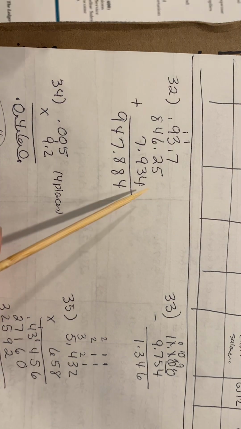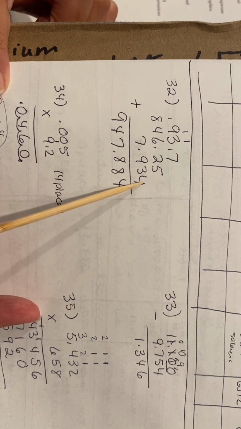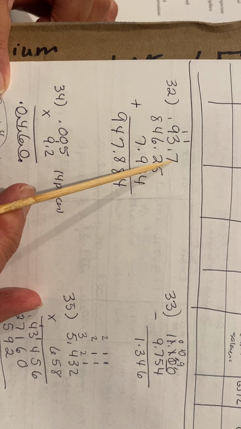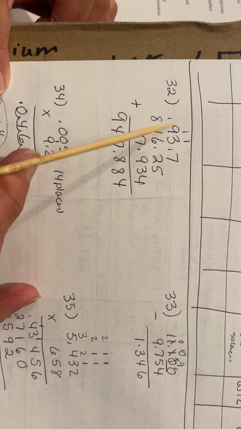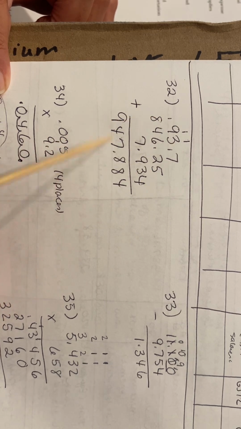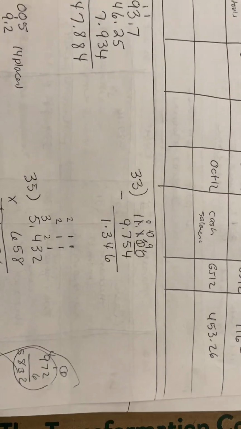Number 32 is addition. Write it all here. Make sure you know that these are zeros. So 4, 8, 9, 2 is 11, plus 7 is 18, carry the 1. Make sure you do all your carrying and stuff because I want to see that you know how to add these. So do that.